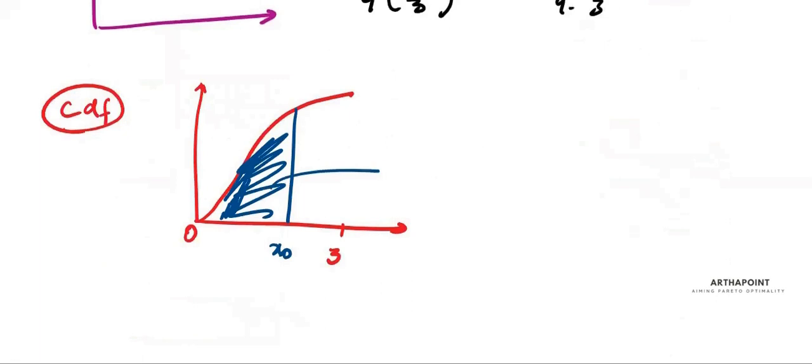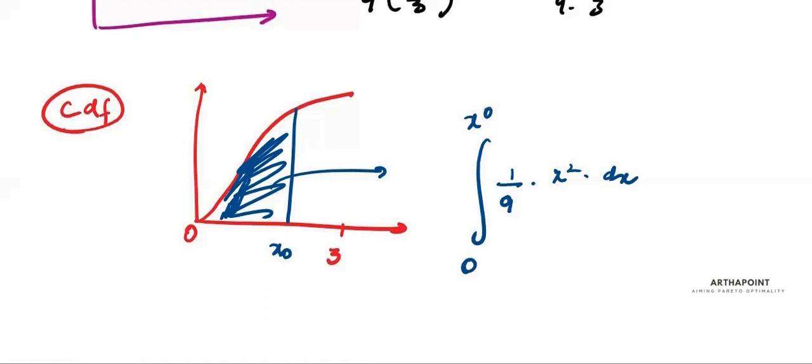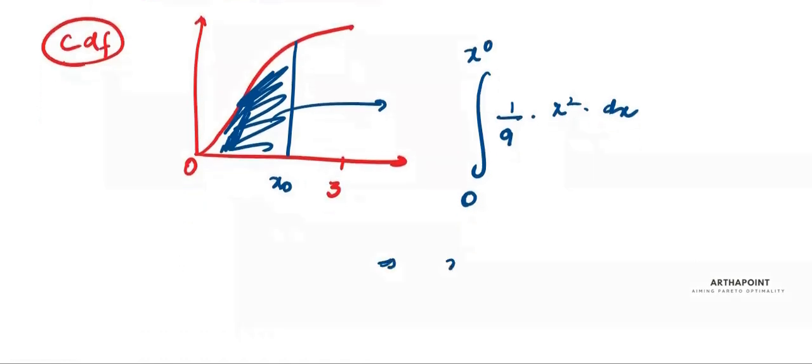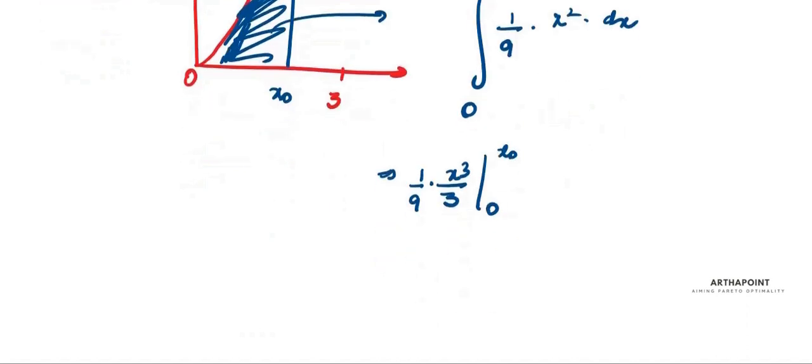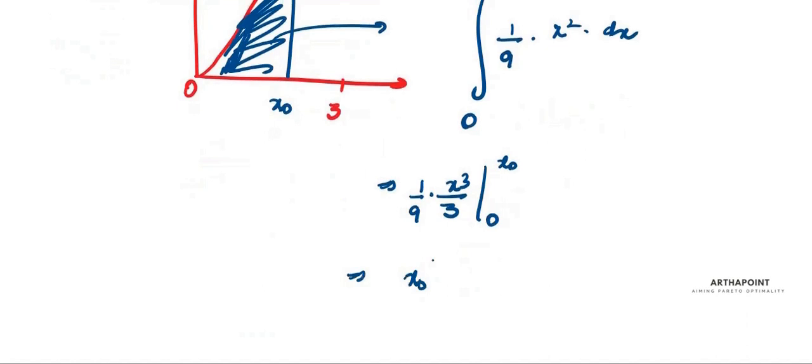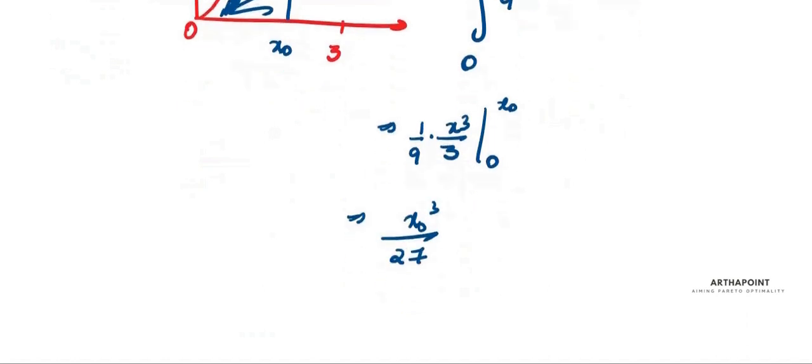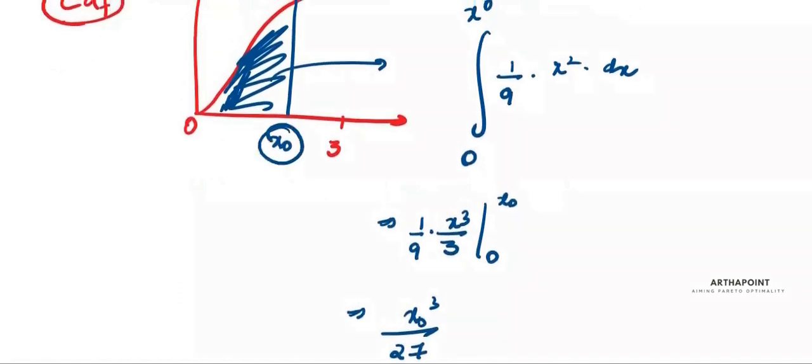Right? So in that case, I will integrate my function 1 by 9, that's the value of k, x square dx. It will start from 0 and go till x naught. So this is going to be x cubed by 3 into 1 by 9, from 0 to x naught. So this is going to be x naught cubed by 27. So for any x naught, you can put any value.